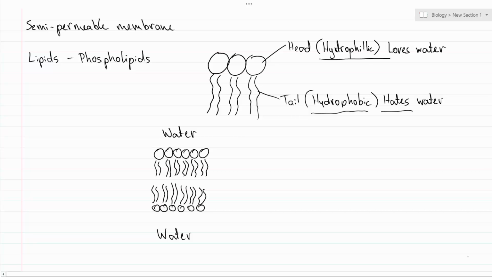As a result of these properties, a whole heap of phospholipids will spontaneously arrange themselves in this manner. Nothing needs to be done apart from placing them in an environment where there is water for phospholipids to arrange themselves in this way.